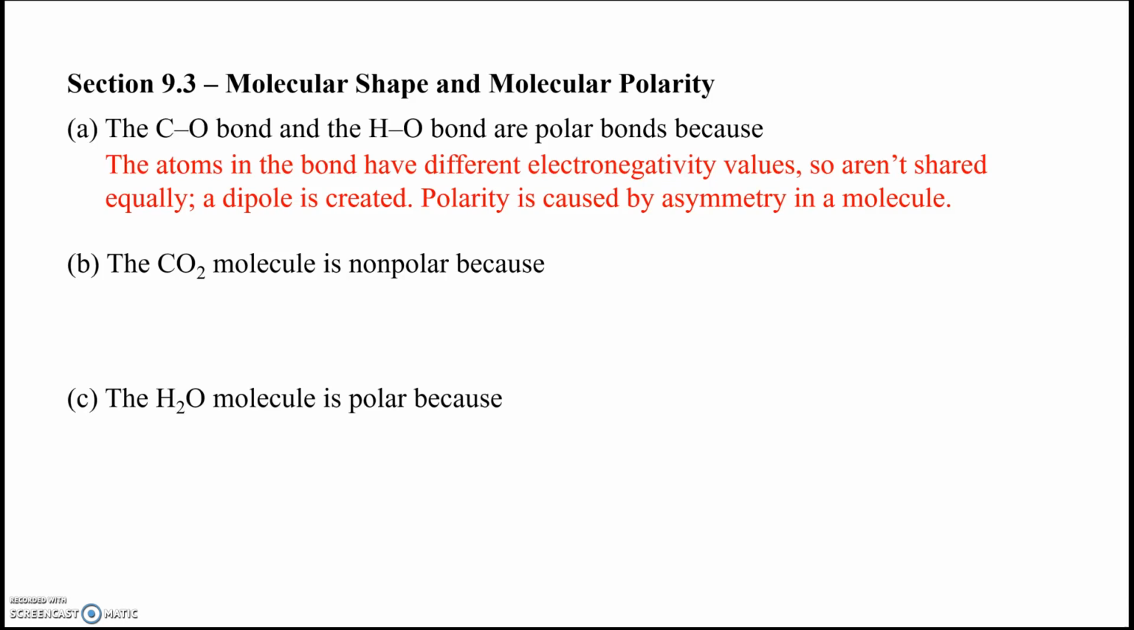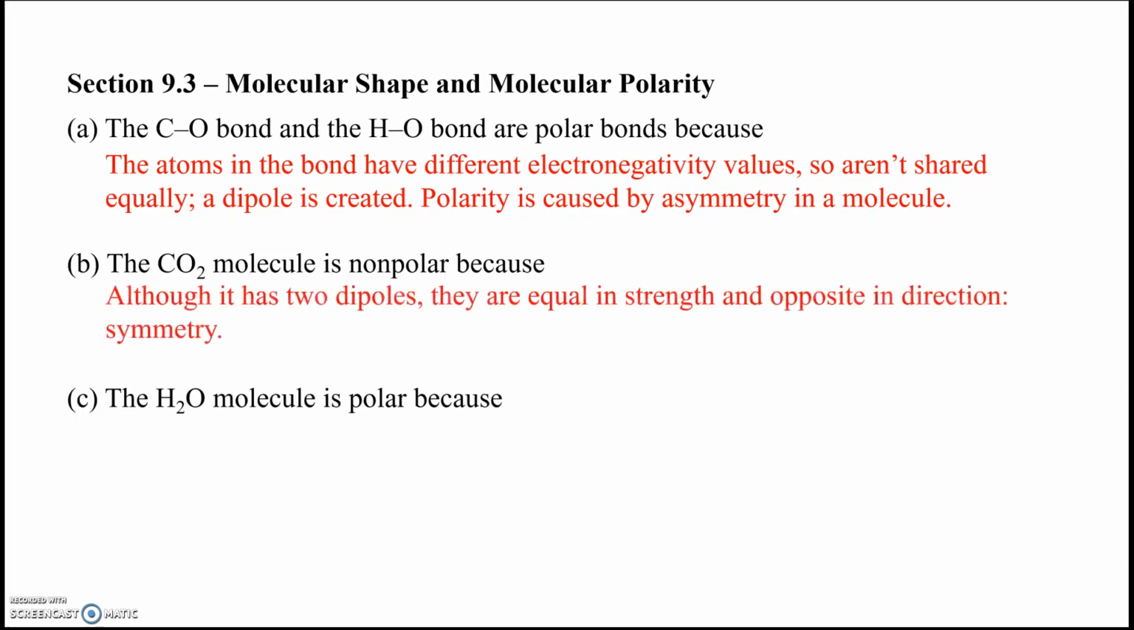Question B says the carbon dioxide molecule is nonpolar because although it has 2 dipoles, and the dipoles themselves indicate a degree of asymmetry when it comes to electronegativity differences, the fact is that both of these dipoles are equal in strength but opposite in direction. They cancel each other out, and the entire molecule taken as a whole is symmetric, and therefore it's linear.